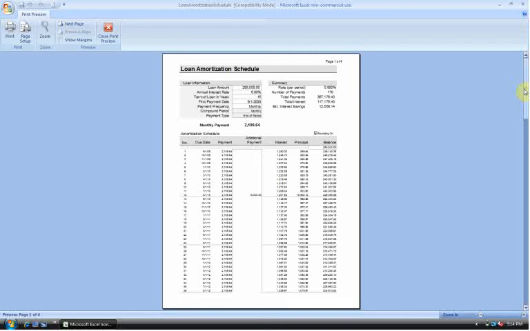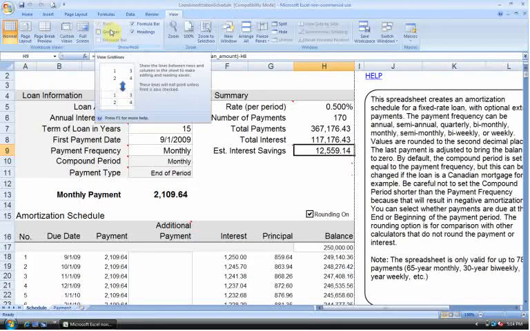So that is the conclusion of this video, and I really hope that this video has helped you understand how to use the loan amortization schedule.